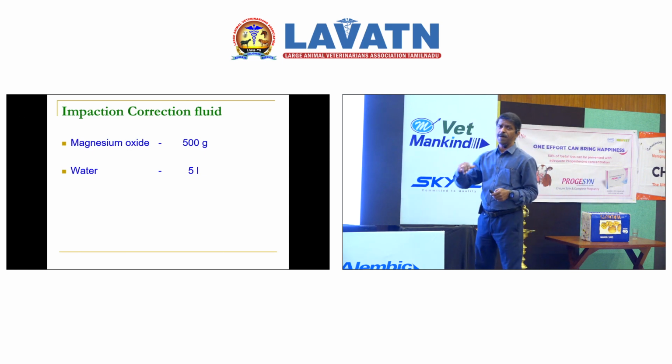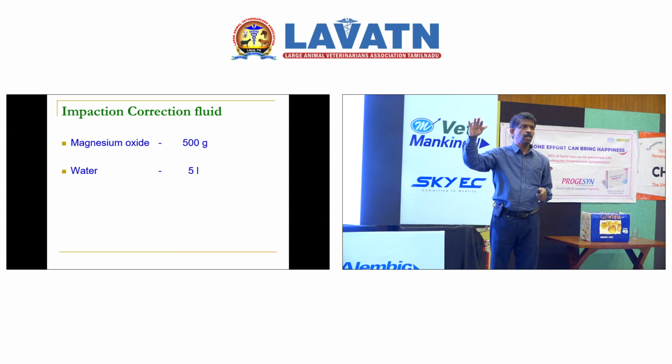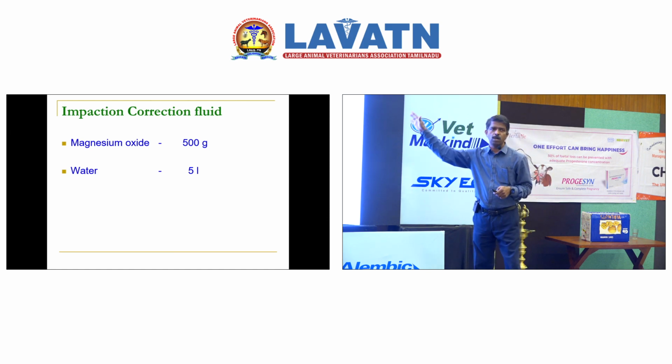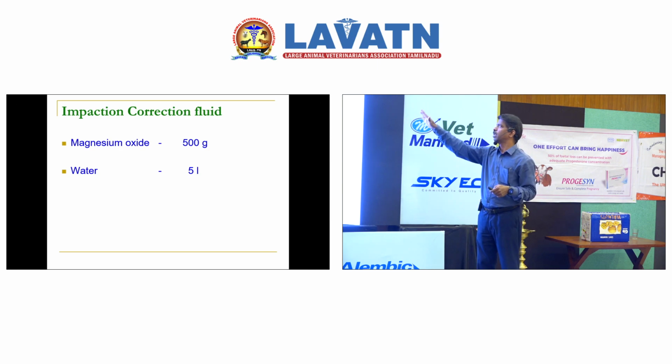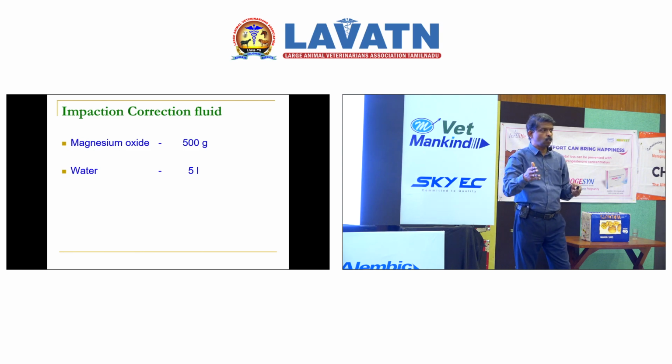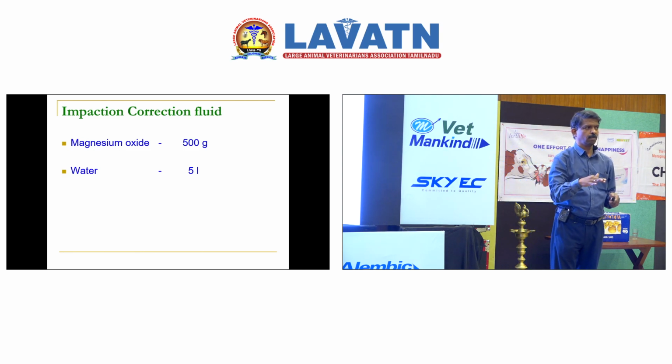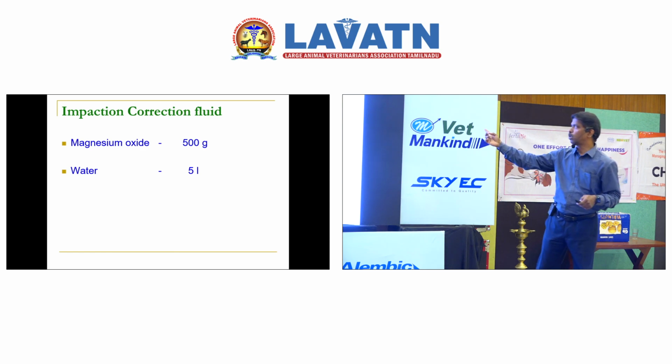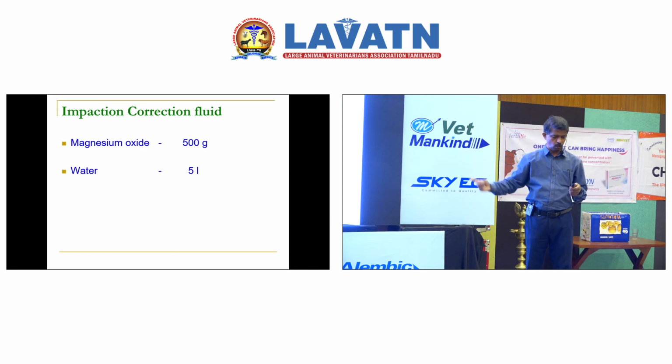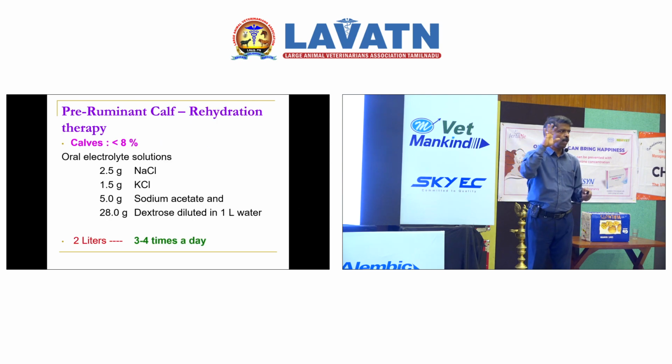And coming to impaction. In impaction, exclude mechanical causes of intestinal obstruction. If it is normal, then you can give magnesium oxide, an excellent drug, 500 gram in 5 liters. Needless to say, you have to correct the fluid therapy through IV and push this magnesium oxide 5 liters. It works wonders, and it will pass through the tract.